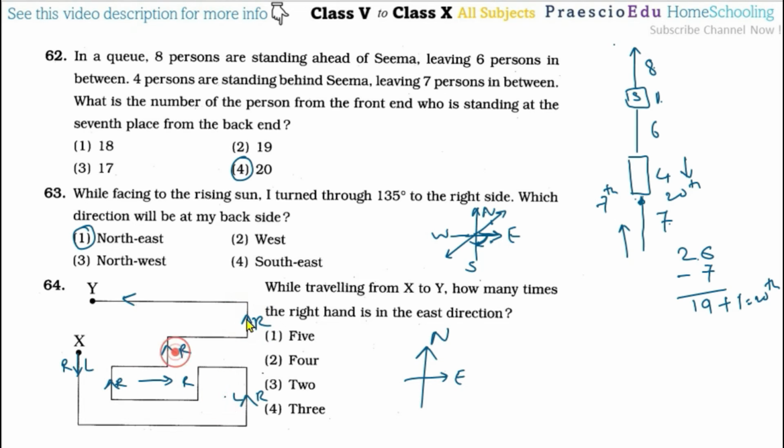So 1, 2, 3, 4. So 4 times means option number 2 is the correct one.